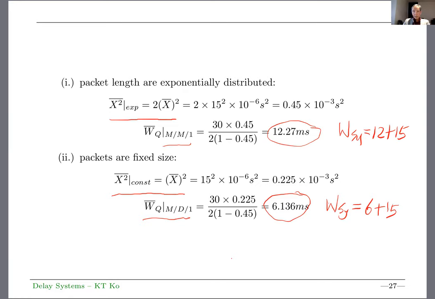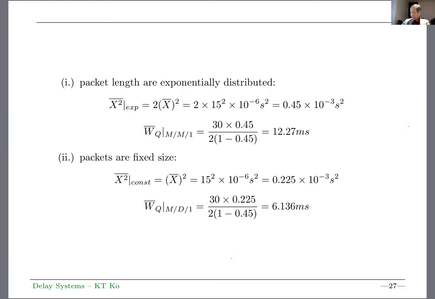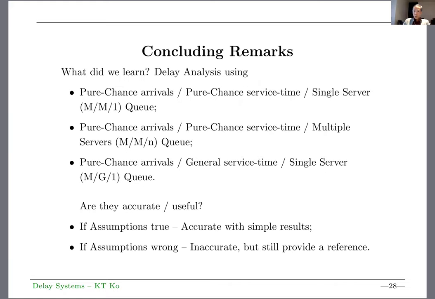So we have just come to the end of the talk on delay analysis using queuing theory. So let's go to the last slides. What have we learned? We learned basically pure chance arrival, pure chance service time, M/M/1, with a single server. And we relaxed that to multiple servers. And then the last one we learned is where there is a general service time, but we know the first and second moments. Okay, now the question is, are they accurate?